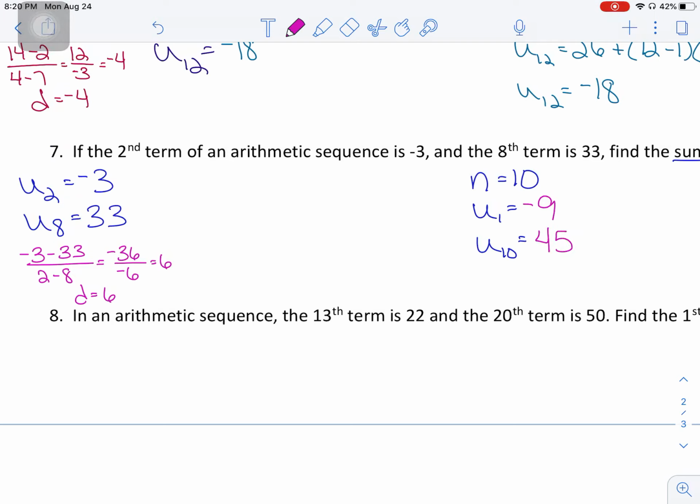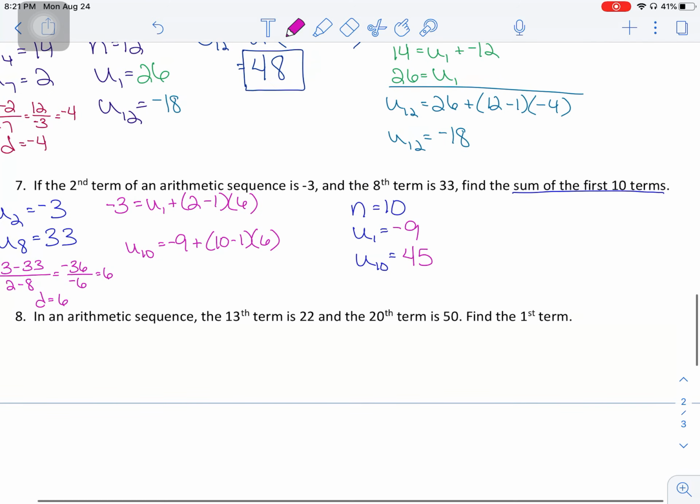Okay? So I'm going to write the equations if you want to see them really quickly. So if I use negative 3 is equal to u sub 1 plus 2 terms minus 1 times my common difference of 6. So that's how I could solve for u1. And then once I know u1, I can find u10 would be equal to negative 9 plus 10 minus 1 times my common difference of 6. Okay? So if you can work it out in your head, totally fine. If you need the equations or even just want to use the equations to double check what's in your brain, go for it.